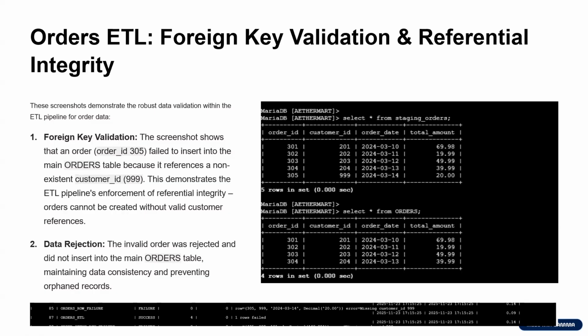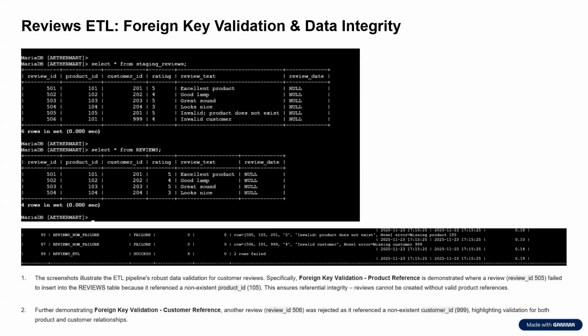Then in orders ETL, I see that foreign key validation was done because there is an entry with 999 customer ID, but this customer doesn't exist. So therefore, this didn't insert in my main table, and I see the same log. I see that missing customer ID 999.